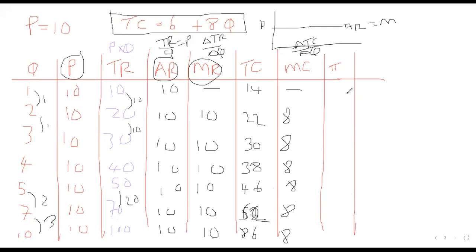Then profit, how do you find profit? Total revenue minus total cost. So our total revenue here, we subtract what? Total cost. So 10 minus 14 is -4.